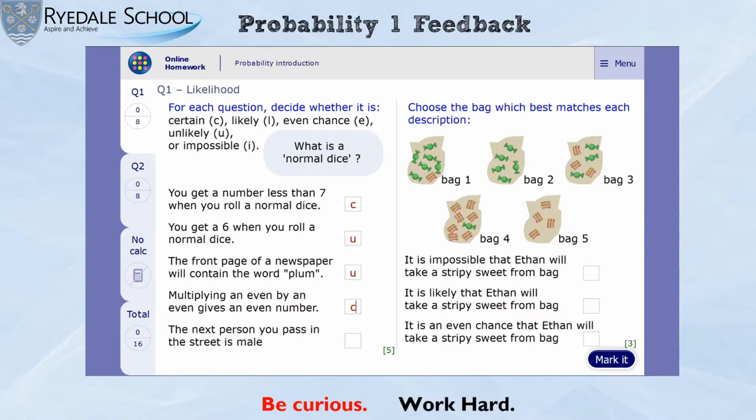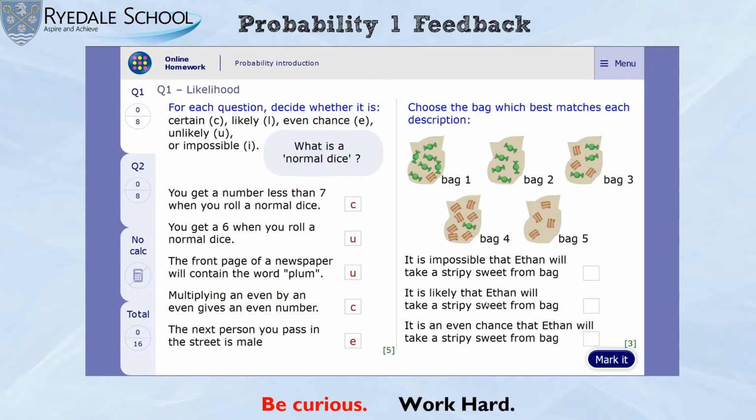And the next person you pass in the street is male. So I hope this next person is practicing social distancing, but it should be an equal chance because half the population will be male and half is female. It probably isn't quite exactly a half, but we're going to go equal there.